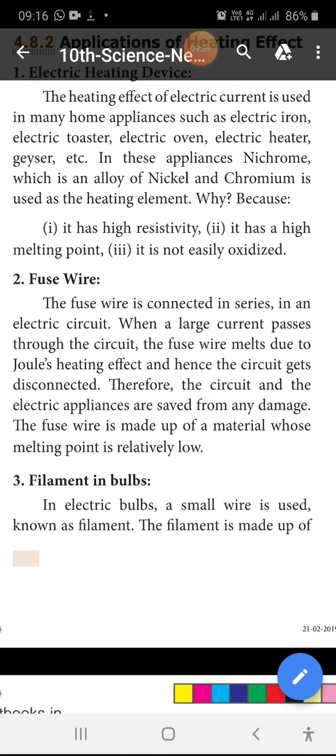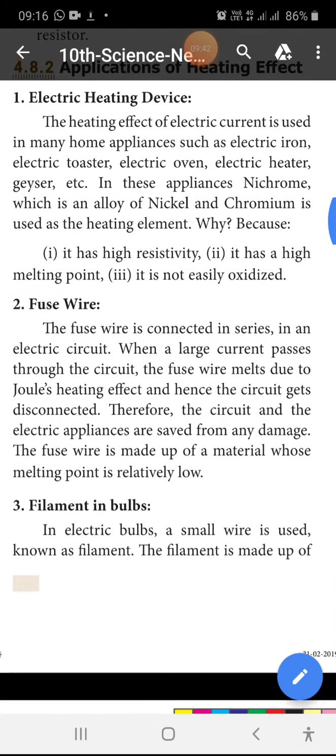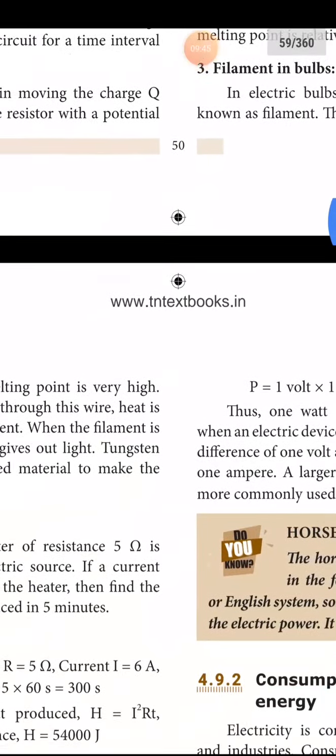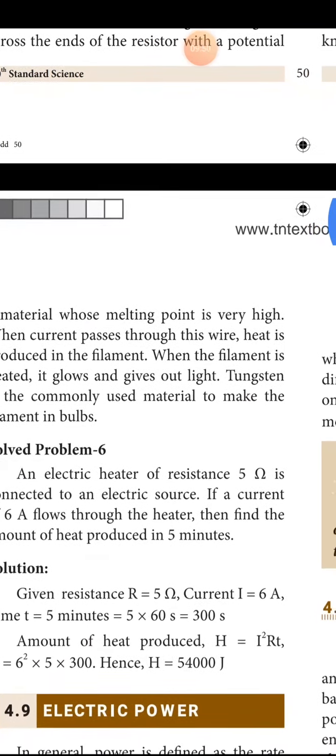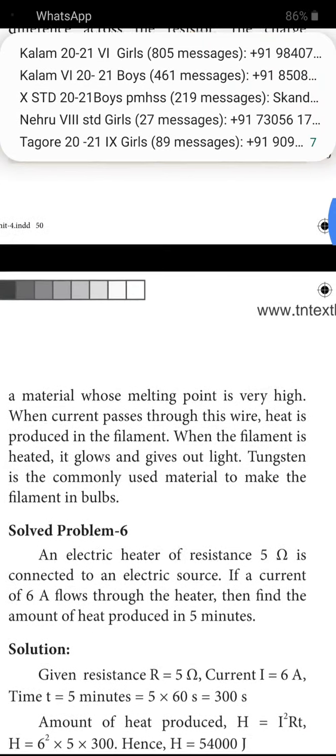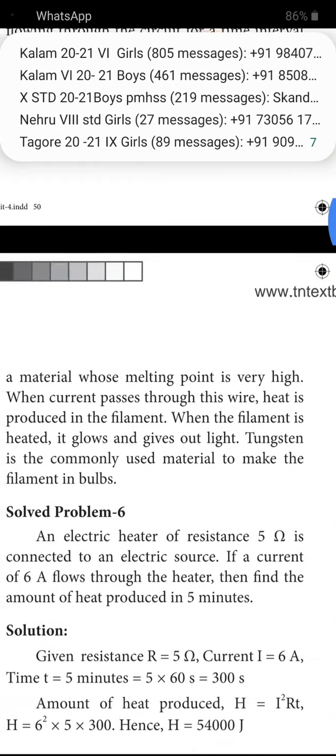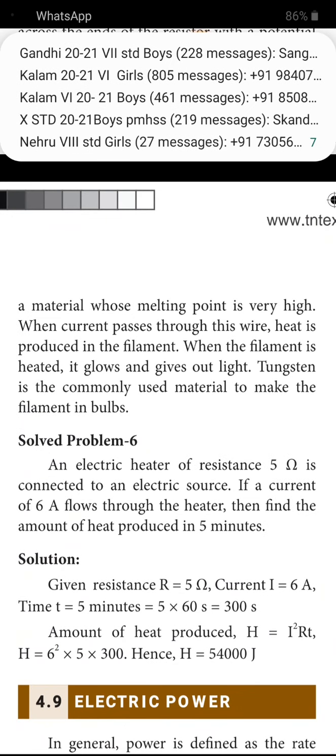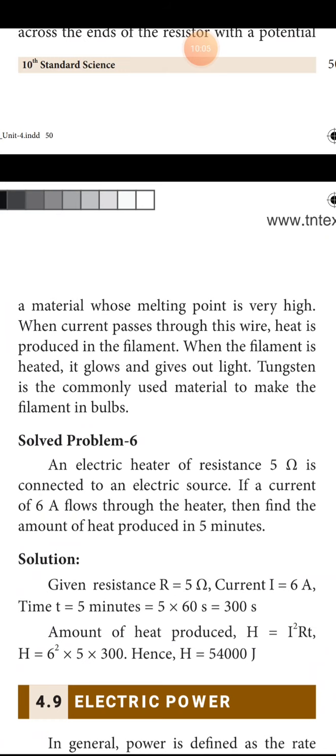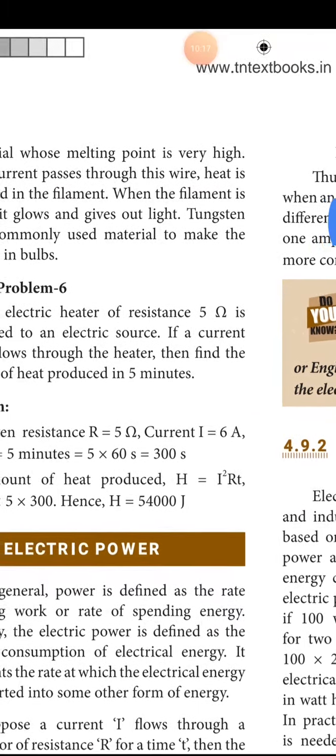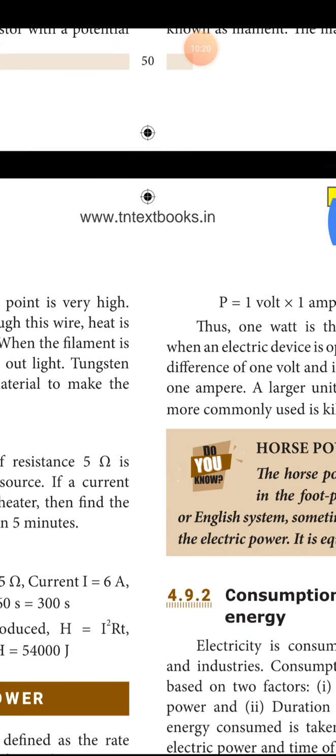Then in an electric bulb a small wire is used, called the filament. That filament is made up of tungsten wire whose melting point is very high. Once again you compare this: nickel has very high melting point, fuse has very low melting point, and the filament tungsten has very high melting point. When current passes through the wire, heat is produced in the filament and the filament is heated, it glows and gives out light. Tungsten is the commonly used material to make the filaments in the bulb. We will see the remaining thing, electric power and consumption of energy, in the next video.